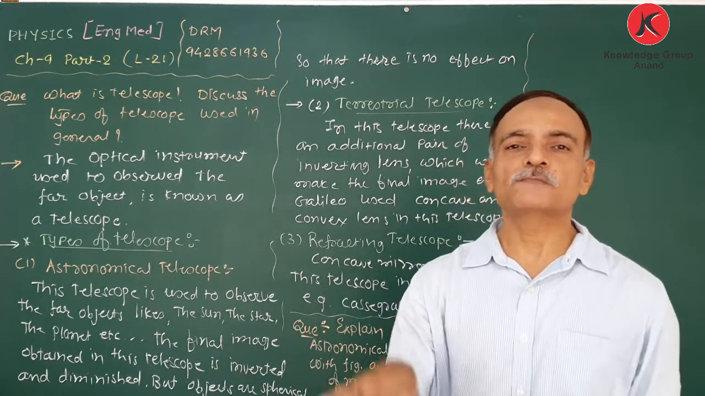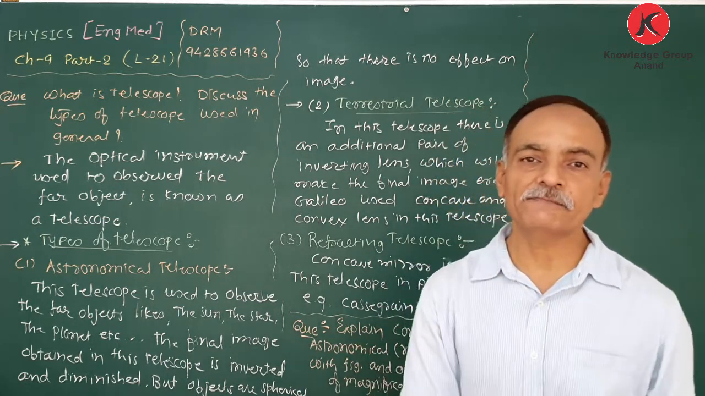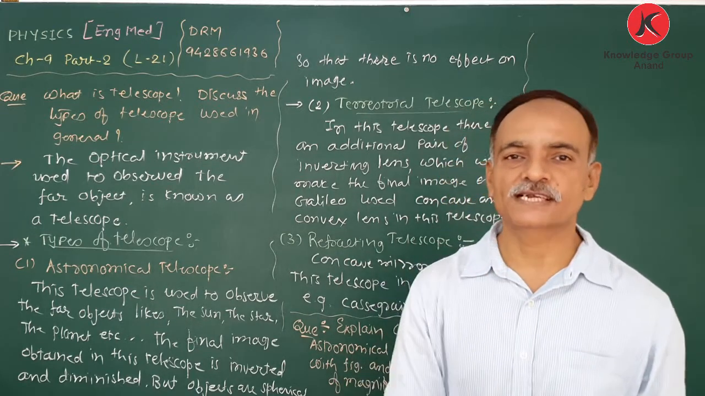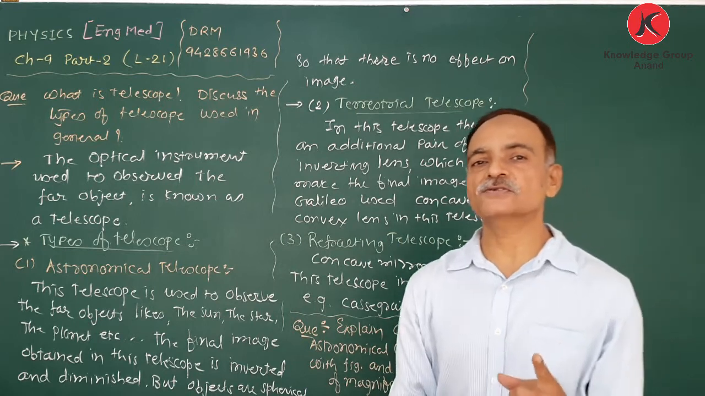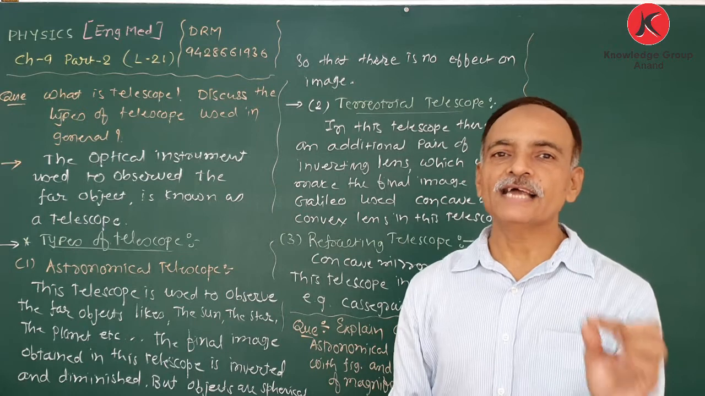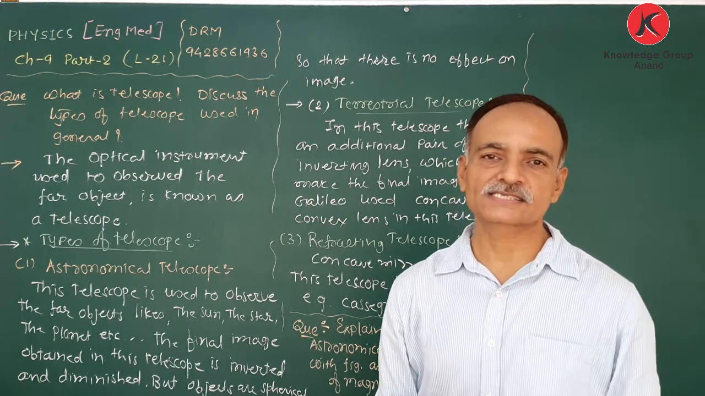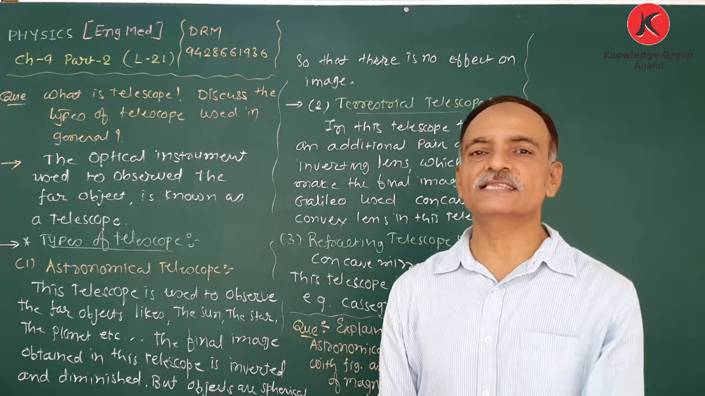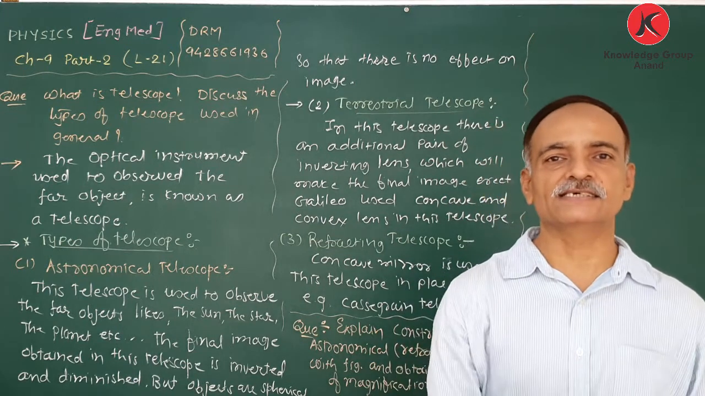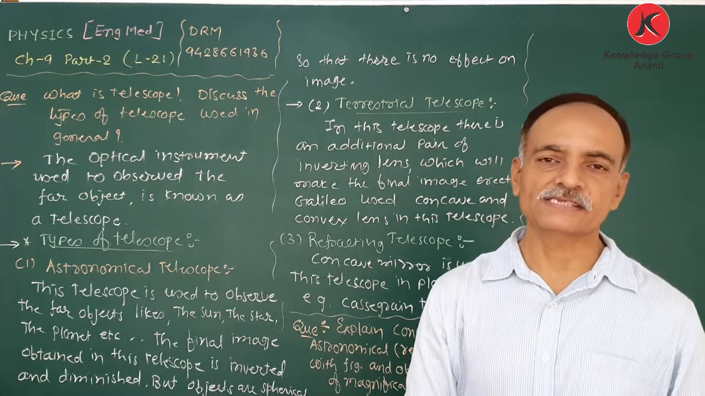What is the objective lens in a telescope? In a microscope it acts as an eyepiece, and what is the eyepiece in a telescope? In a microscope, it acts as an objective. So in short, in a microscope, the objective is small in diameter and focal length compared to the eyepiece. That means the eyepiece is larger than the objective. While in a telescope, the objective is larger in diameter and focal length compared to the eyepiece.